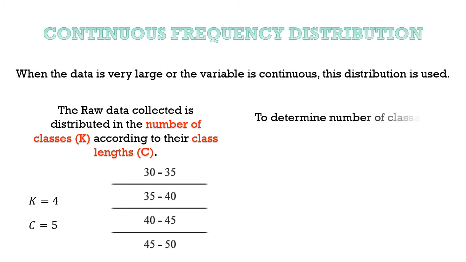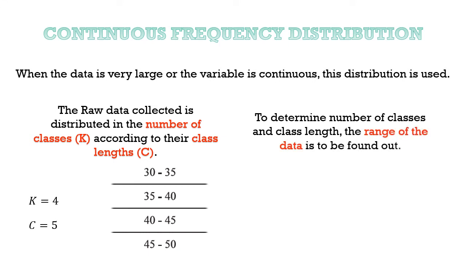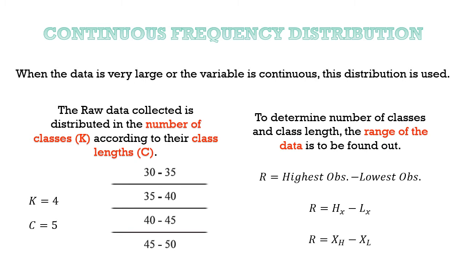To determine the number of classes and class length, the range of the data is to be found first. Range is found as the difference between the highest observation and the lowest observation. It is depicted by capital R. In symbols, we can write it as R is equal to HX minus LX. Similarly, it could also be written as XH minus XL. The difference is just in the symbols, the meaning is the same.